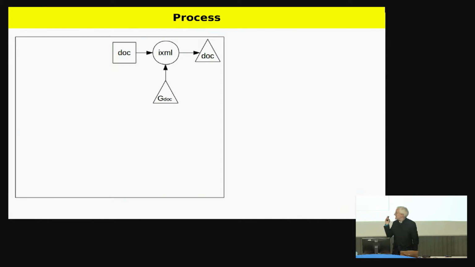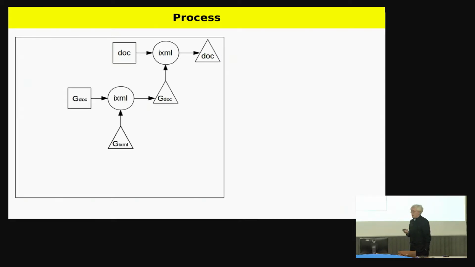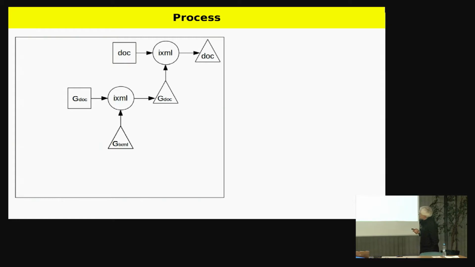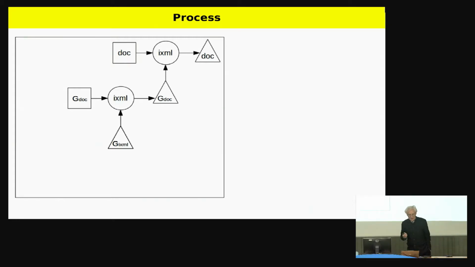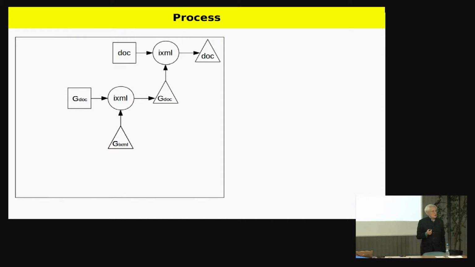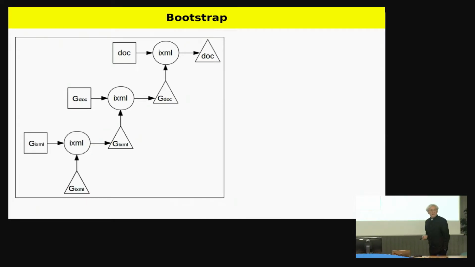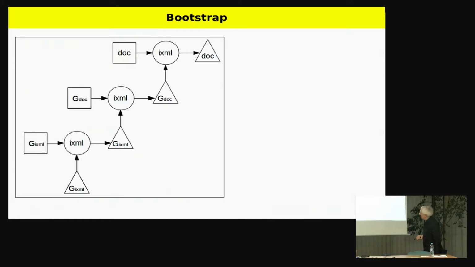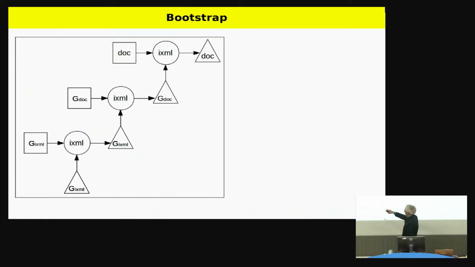So where do we get that XML version of the grammar of the document? Well, we take the text version of the grammar for the document, and we give the parser the XML version of the grammar for ixml. Then we produce the XML grammar for the document. And of course, then we've got a last step here. Where do we get that XML version of the grammar for ixml? Well, by bootstrapping it one level through itself. And of course, these two things are the same document, so it is a bootstrap.